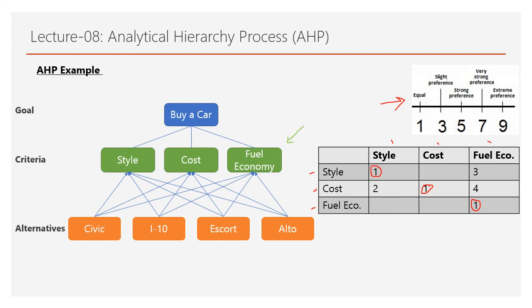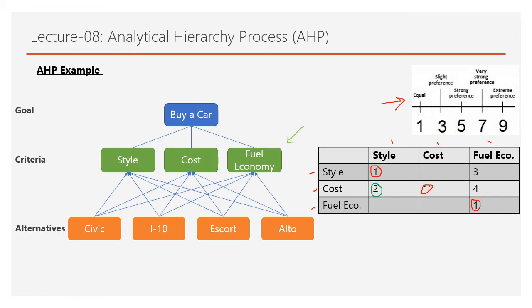And now we start by comparing each criterion to the other. So in terms of style, compared to fuel economy, we would say that style is, let's say, slightly more important than fuel economy for the person making the decision. However, cost is, let's say, between equal and slight importance over style. So we have this 2 in here, something in between, okay? So cost would, between equally and slightly, affect our decisions more than style.